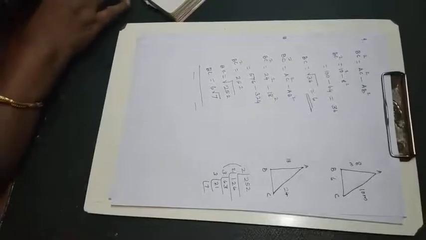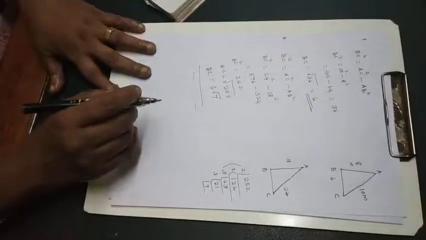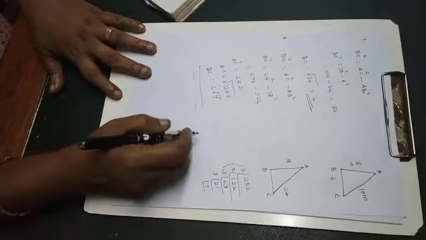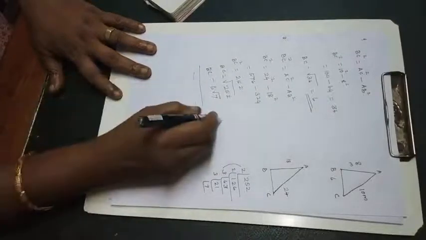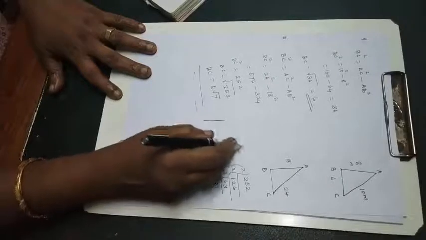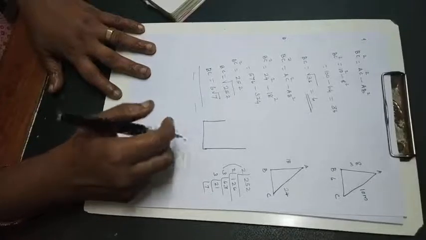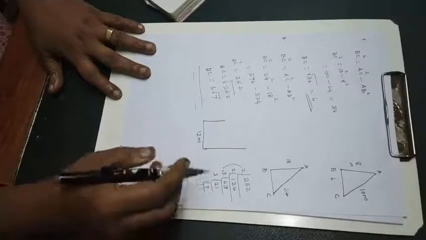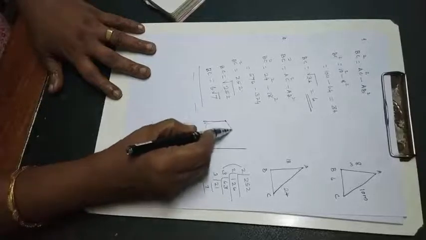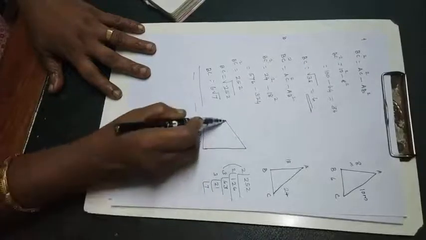Now 12th one. Two poles of height 6 and 11 meters stand on a playground. If the distance between the feet of the poles is 12, find the distance between their tops. So two towers are there. One is 6 meter long, other one is 11 meter long. Both of them are standing on the same ground, 12 meter apart. You are asked to find out the distance between the tops of the towers.